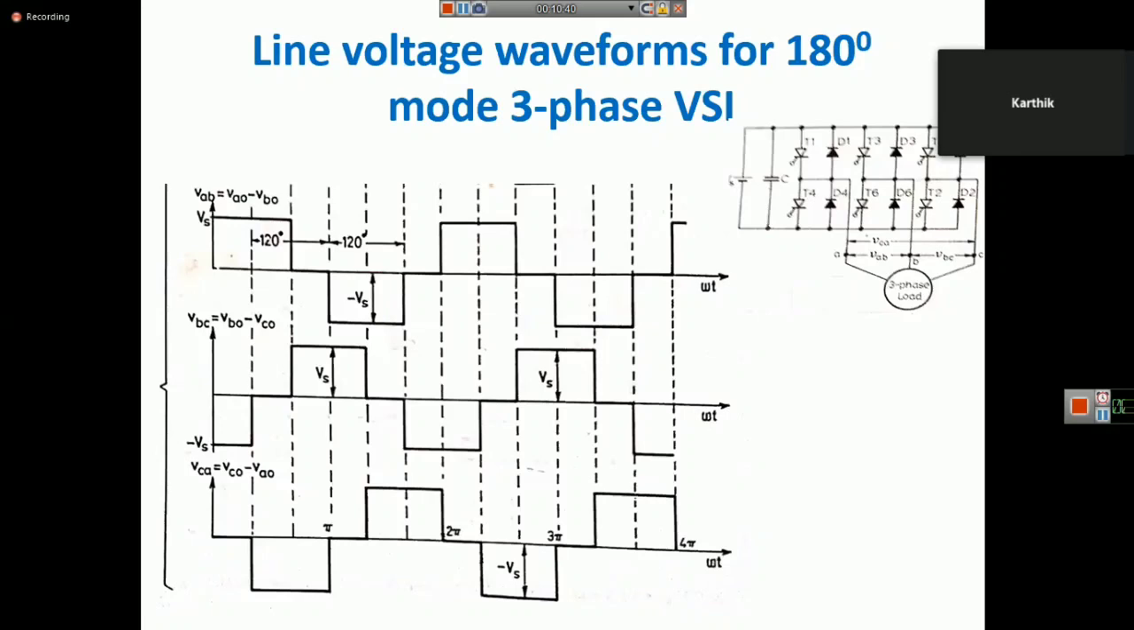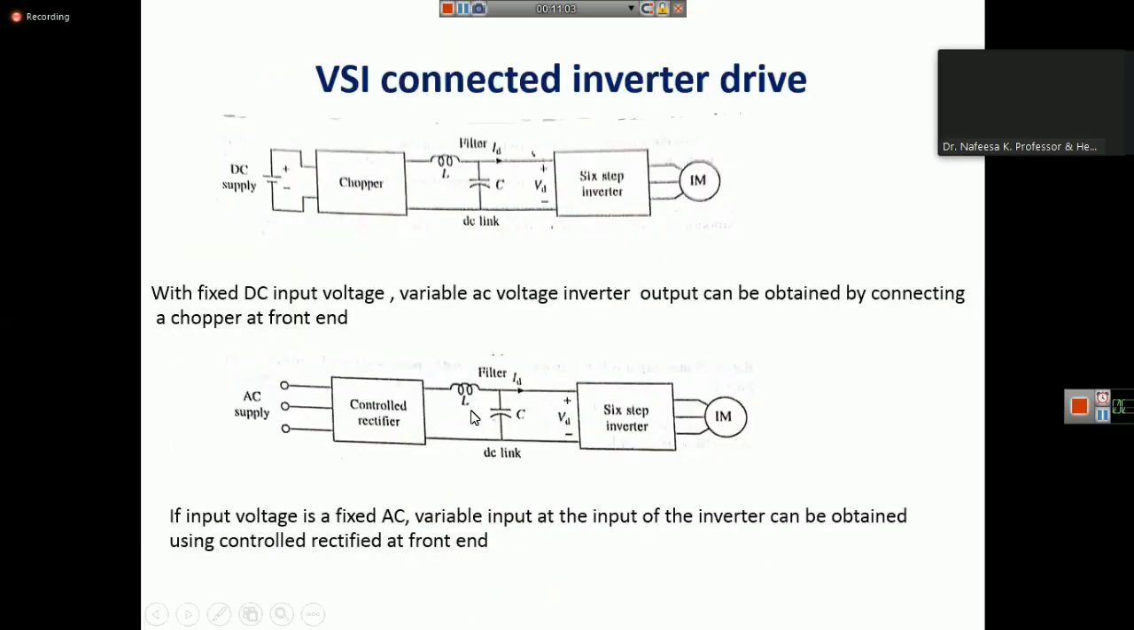The question is about the type of controlled rectifier used in this. Controlled rectifier. That means in this block, suppose I show you, the controlled rectifier is a fully controlled rectifier. So if you want to vary the input voltage, if this input voltage varies, we are using a controlled rectifier. You can use a fully controlled rectifier here.